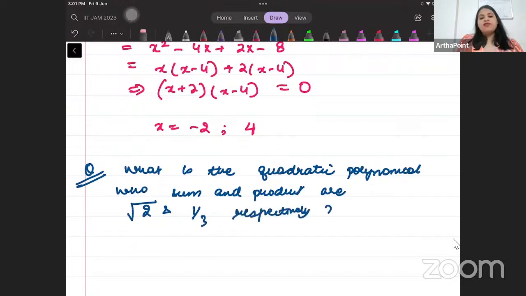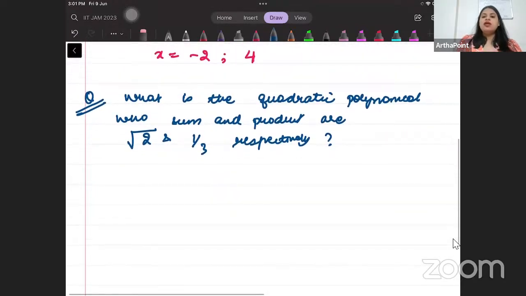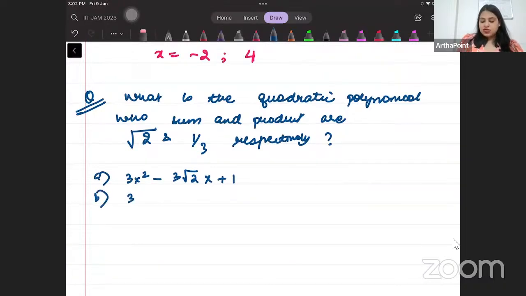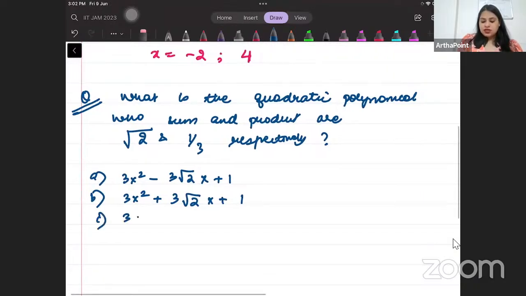Okay, I'm giving you 4 equations. You have to tell me which polynomial is one whose sum and product are root 2 and 1 by 3 respectively. So, beta, the options are: A, 3x square minus 3 root 2x plus 1; B, 3x square plus 3 root 2x plus 1; C, 3x square plus 3 root 2x minus 1; and D, none.